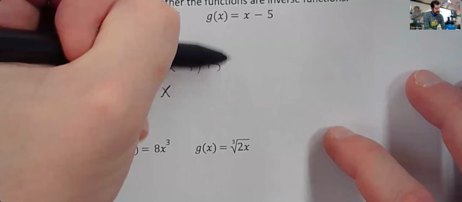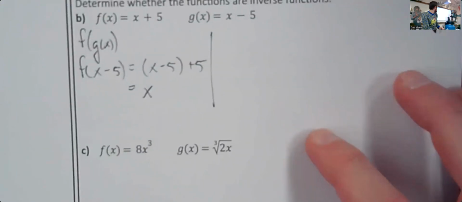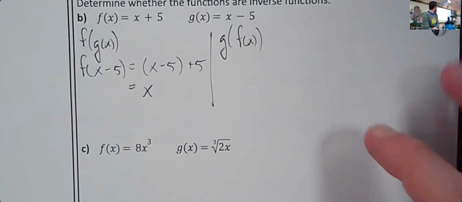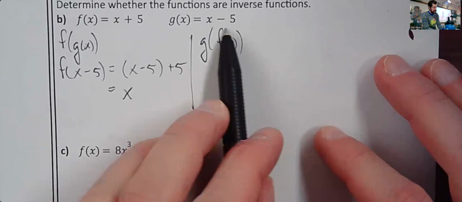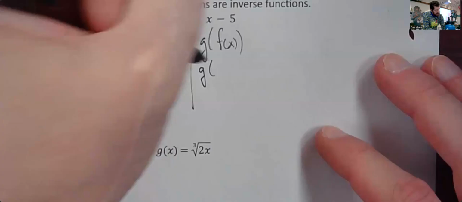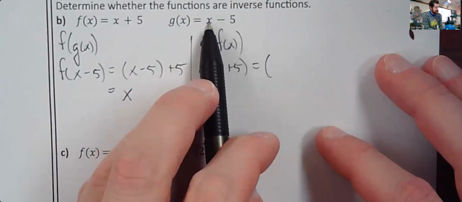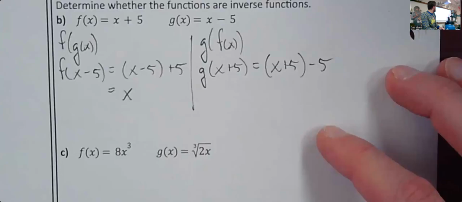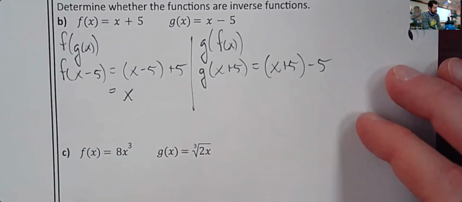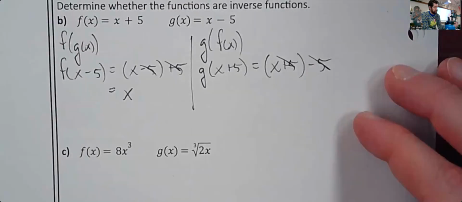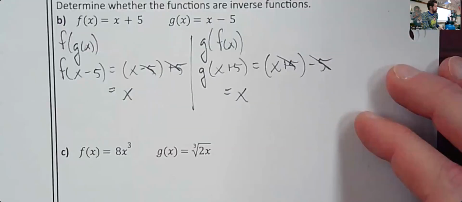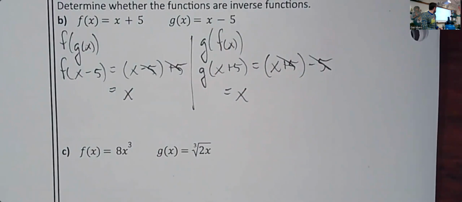Now we'll test the other one, g of f of x. We're plugging in f of x, the function inside here. So that'll be g of x plus 5, which equals the function g, but we're replacing x with what the function f is. So x plus 5 and then minus 5. Once again, the plus 5 and the minus 5 cancel each other out, and we're left with x one more time. So equals x. There we go. Both functions end up equaling the same thing.